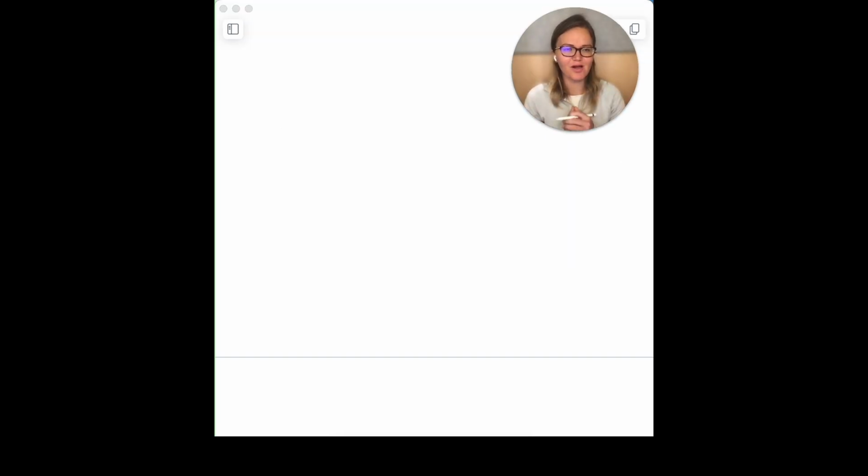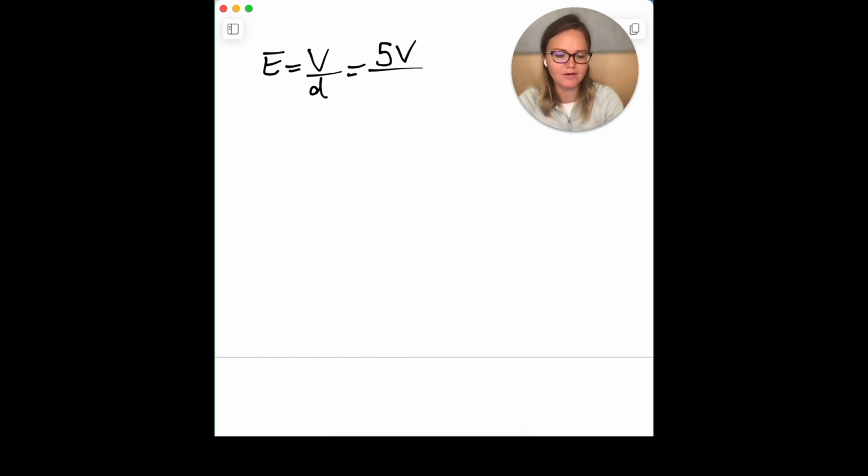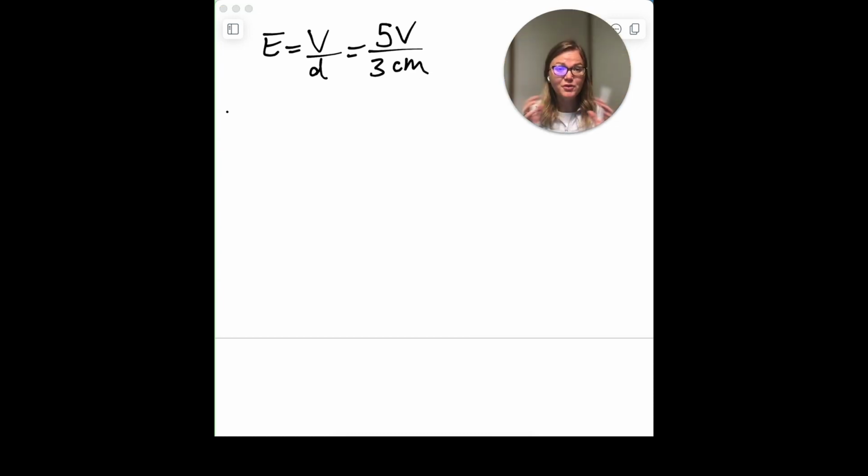Okay, so let's go ahead and plug in the specific values we're given in our passage into our equation. So we know that our equation is our electric field, or capital E, is equal to our voltage divided by the distance between our electrodes. And we're told in the passage that we have 5 volts for our battery and that the distance between our plates is 3 centimeters. So now, are we done? Can we just stop there and say, okay, 5 volts divided by 3 centimeters, 5 divided by 3 is about 1.67. So the answer is B.